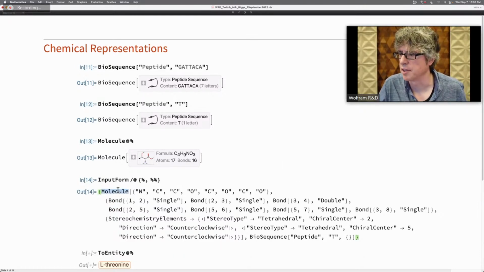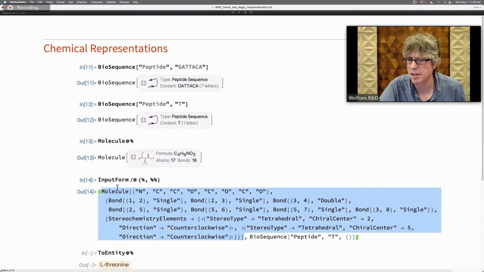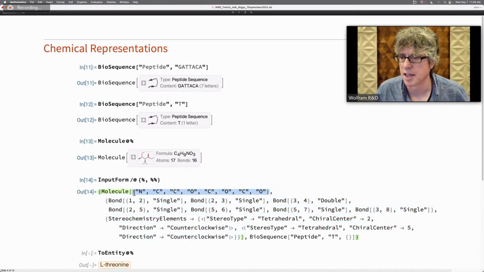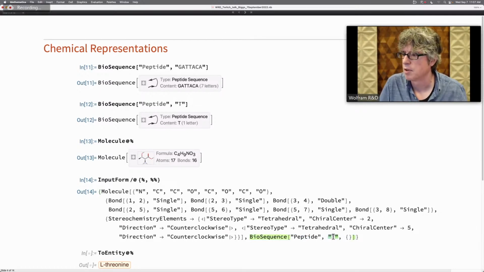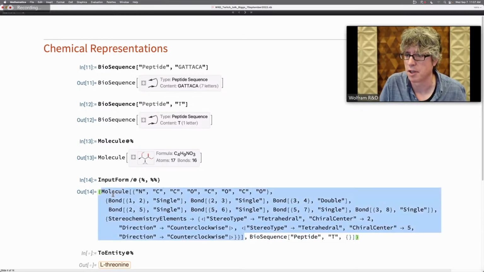Right, so the molecule contains all the information. It's got all the atoms that you have. It's got all the bonds. It's got stereo information telling you that you have a chiral center with a counterclockwise atom arrangement. Whereas in the biosequence, it really just records the sequence. And that really is enough. The information here is enough to get this.